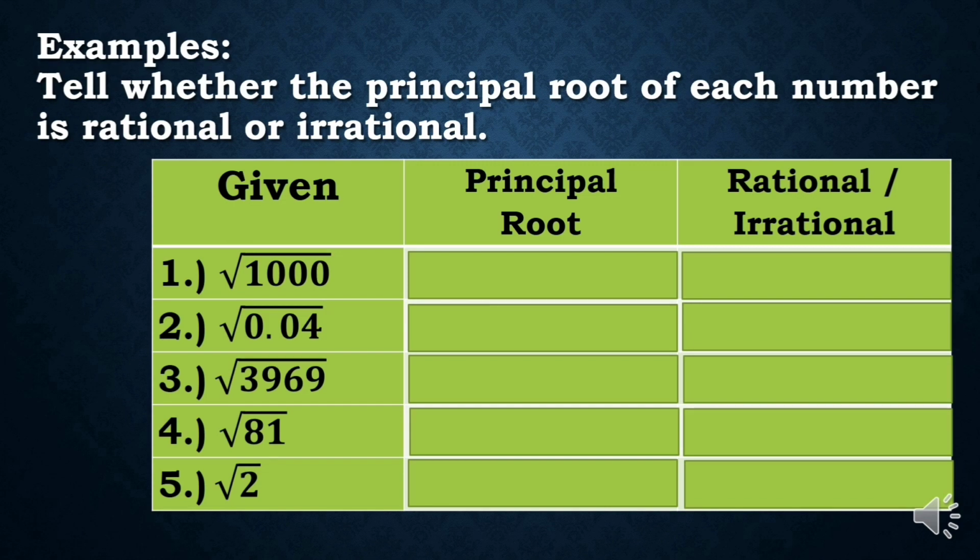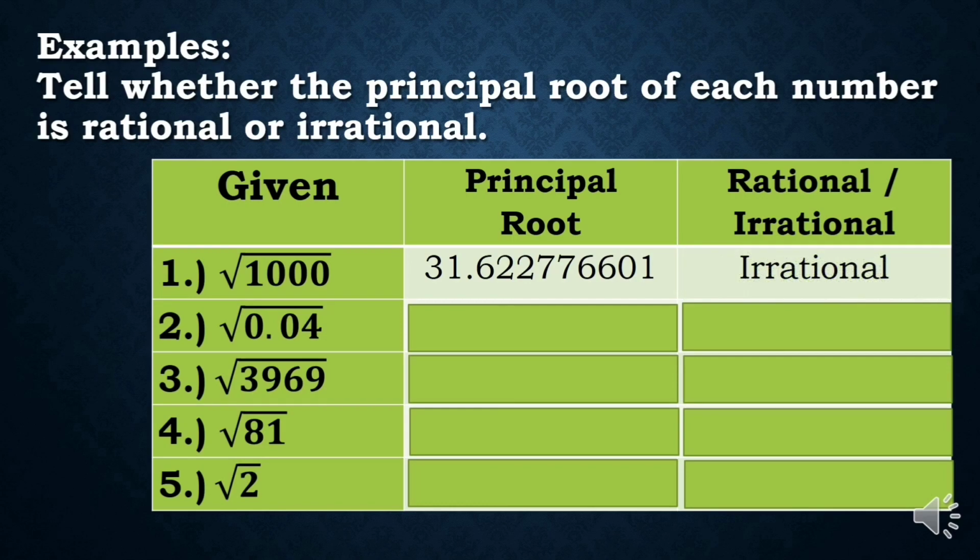We need to tell whether the principal root of each number is rational or irrational. We have the given 5 items only. As you can see in the given, we do not have any index visible. Meaning we are only looking for the square root of the number. So what is the square root of 1000? The answer will be 31.62 and so on. Meaning that principal root has a non-terminating and non-repeating decimal. So therefore, it is an irrational number.